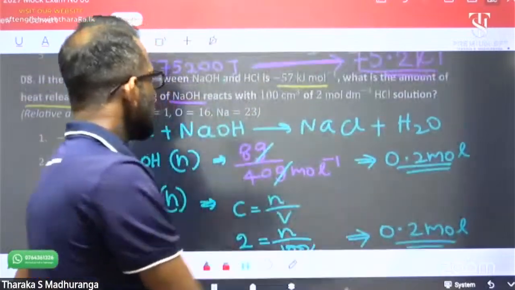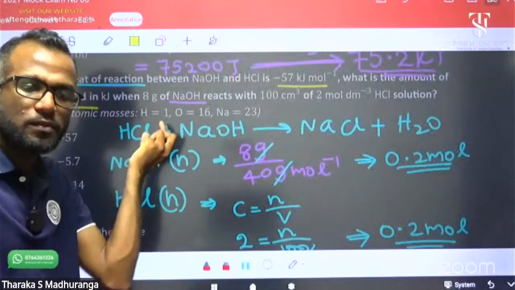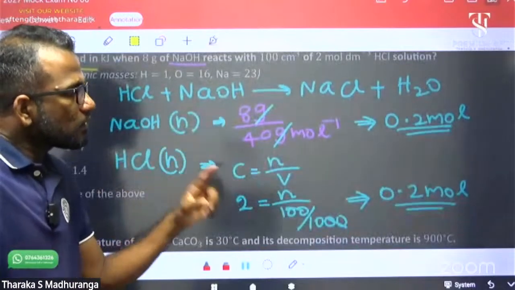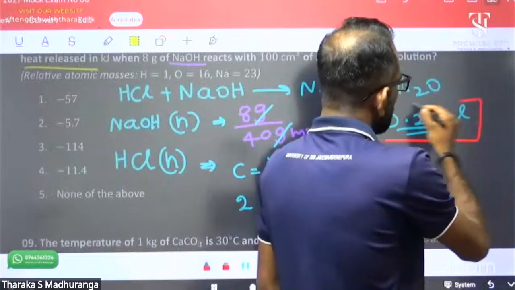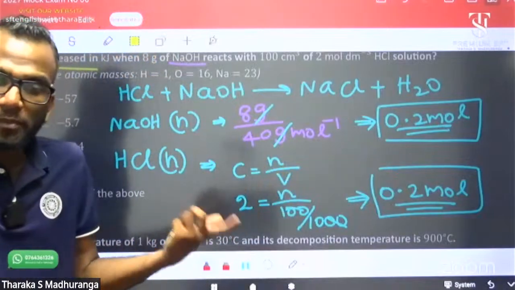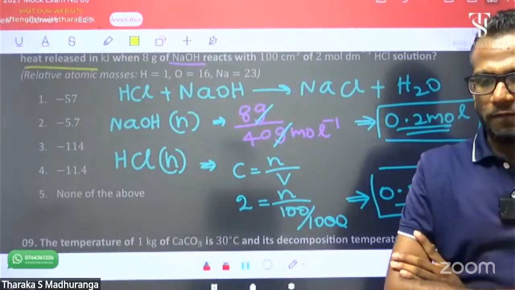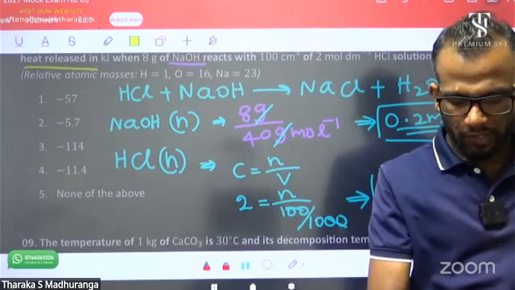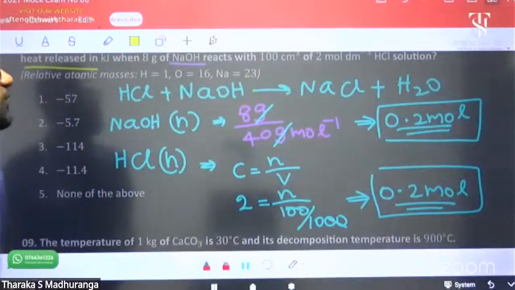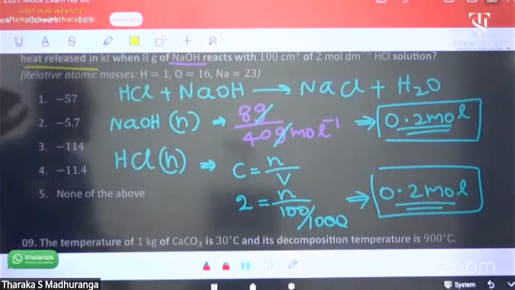Then since the equation is balanced, the stoichiometric ratio of sodium hydroxide to HCl is 1 to 1. Then the number of moles is also the same. Then which reactant will remain, and which one is limiting? Or all reactants? Does anything remain? No, all reactants will be converted into product, right?